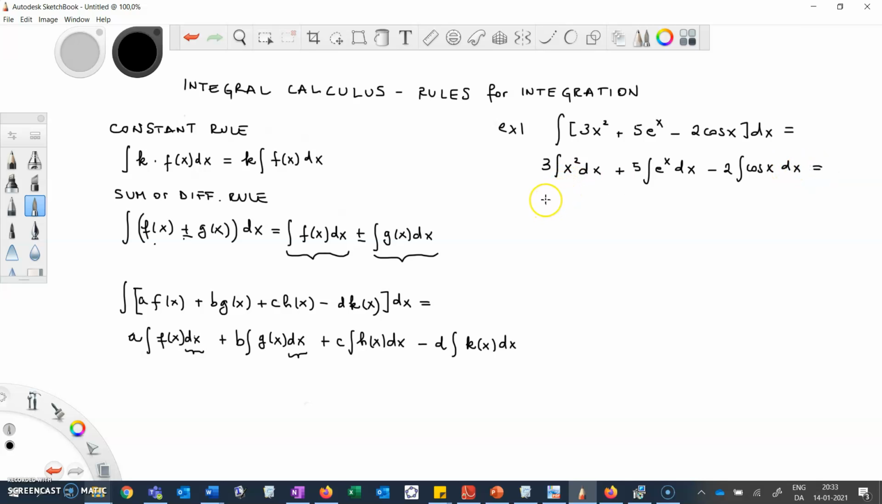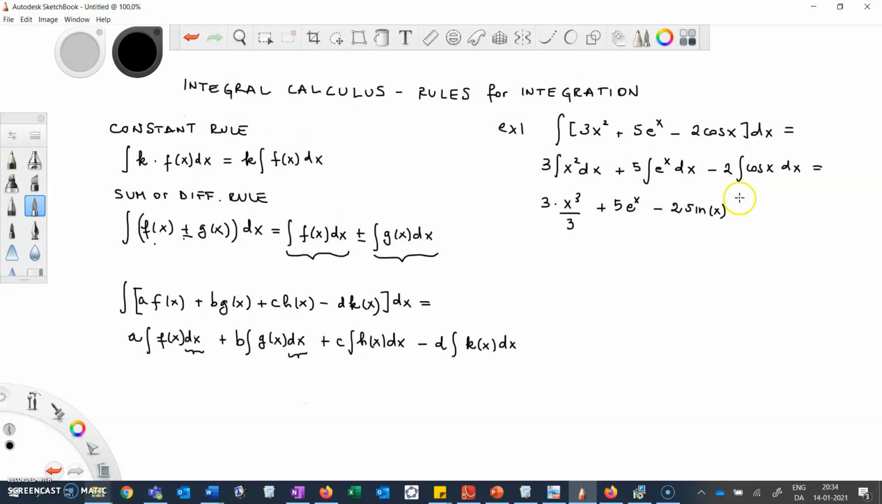Now I solve the first one. The first one tells me that I need a function such that the derivative is x squared. So I will have, by the power rule, that this function is x to the power of 3 divided by 3. Then I'm going to continue with the second one. I'm going to have plus 5 times what I call the antiderivative of e to the x, which is the same function, e to the x. And then I'm going to get minus 2 times the antiderivative of cosine, which is just the sine.